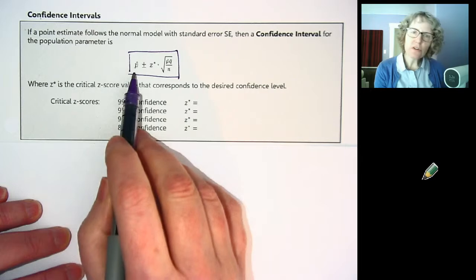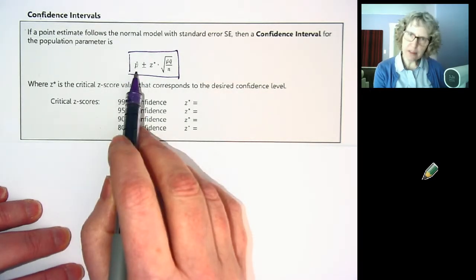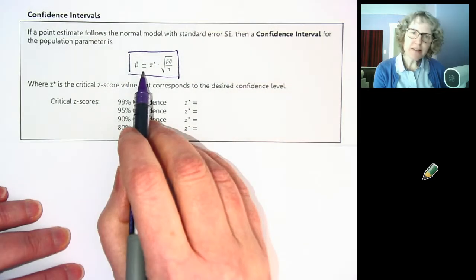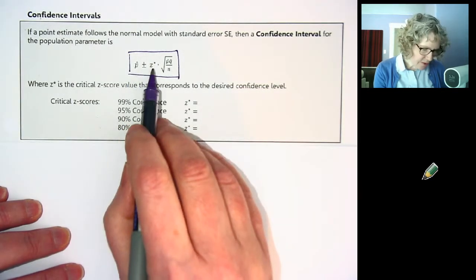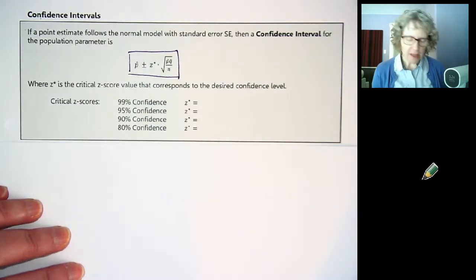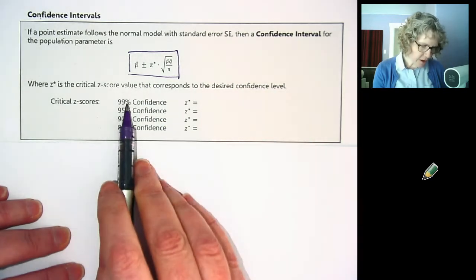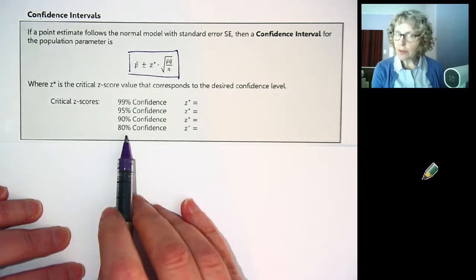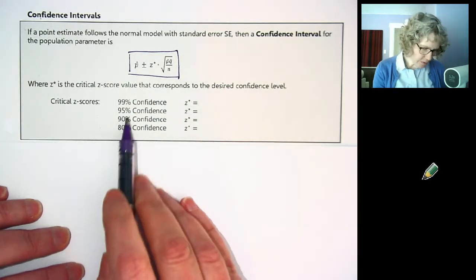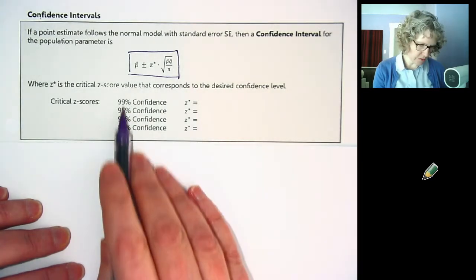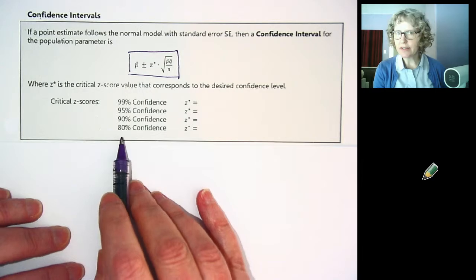P hat, which is our sample proportion, 60% in the example of healthcare, plus or minus, that's the plus or minus part. There's something called a Z star, or a critical Z score. And this is what depends on the confidence level. So this number will be different if we have 80% confidence versus if we have 95 or 99% confidence. And these are some of the most common confidence levels that you'll see.